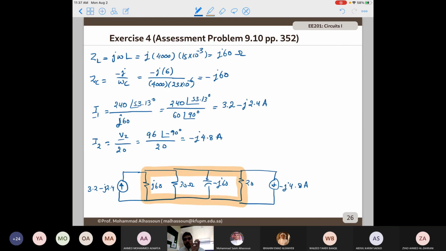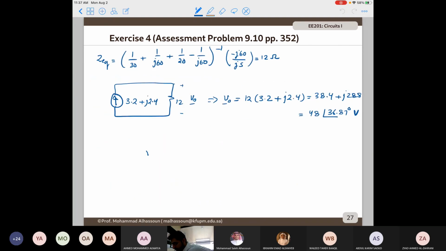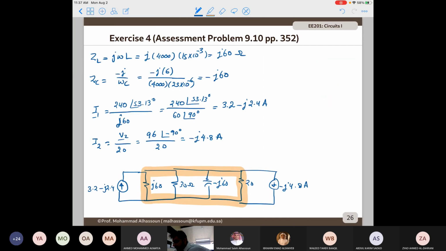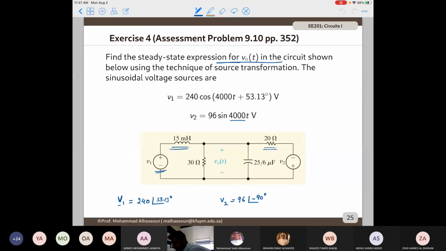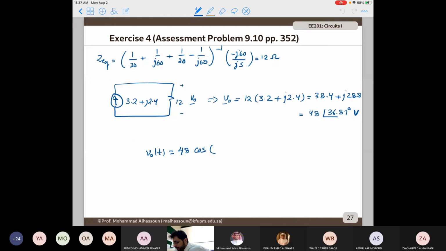Okay, remember here you're asked to find the steady state expression for V0. So you need to take the inverse phasor transform here. If you take the inverse phasor transform, you get 48 cosine. The frequency should be the same as the frequency of the sources, which is in this case 4000t. And the unit is volt.